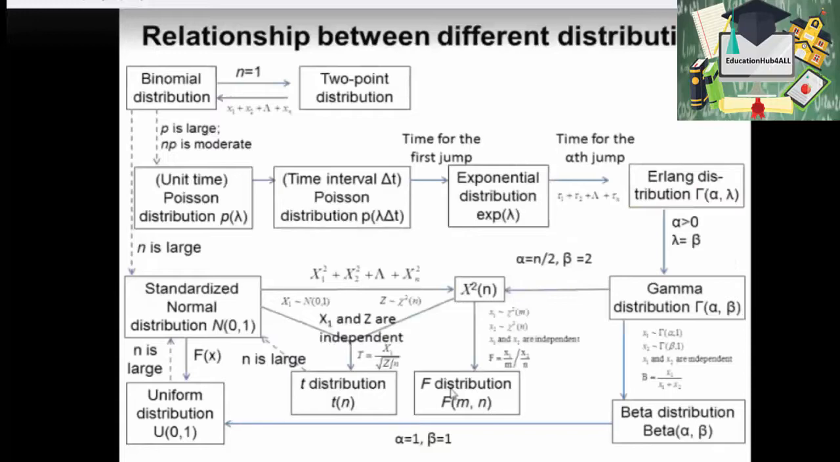There are some relationships, and I don't want to go into detail about that. The binomial distribution, of course, is a special case of the two-point distribution. Sometimes it can be approximated by a Poisson distribution. And they give the relationship of all the distributions. Some are very closely related.